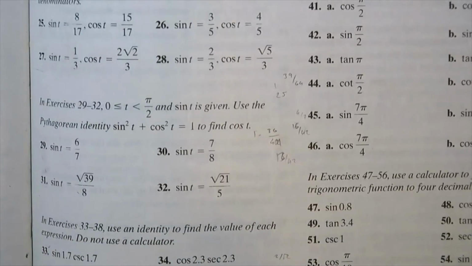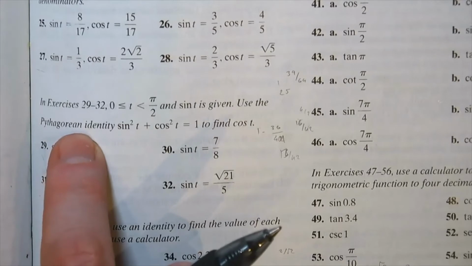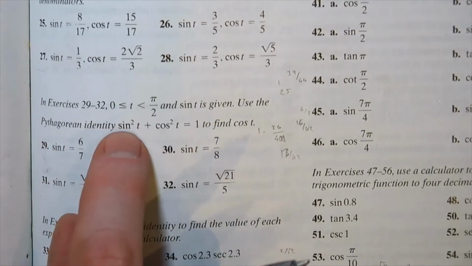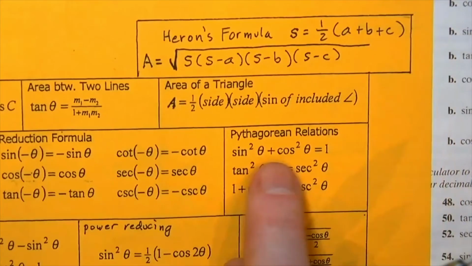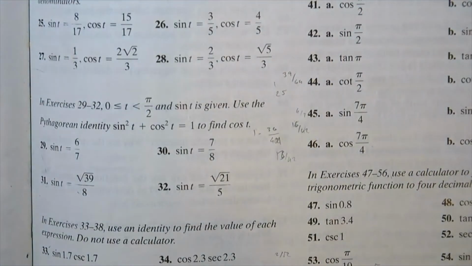Okay, 29 is a little different. It says, use a Pythagorean identity. And they show me this one right here. Sine squared plus cosine squared is 1. It's right here. Sine squared plus cosine squared is 1. Okay, so what is this?